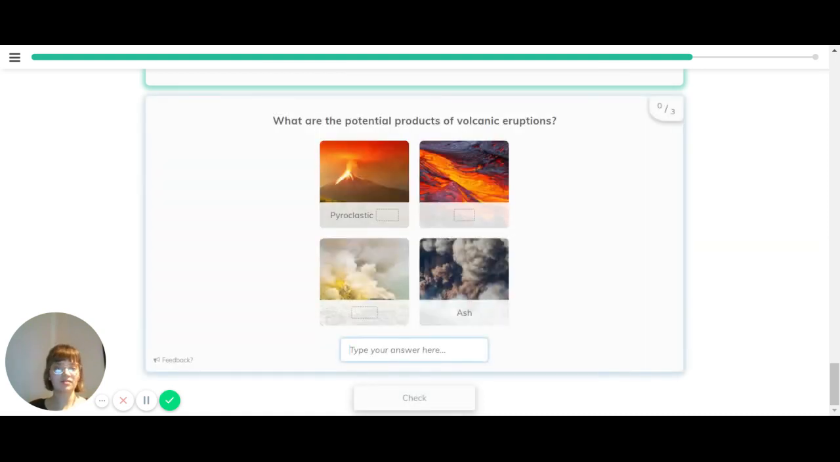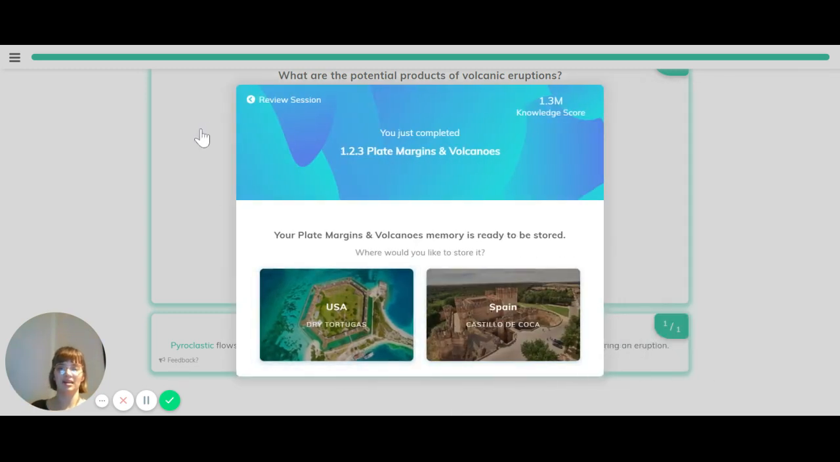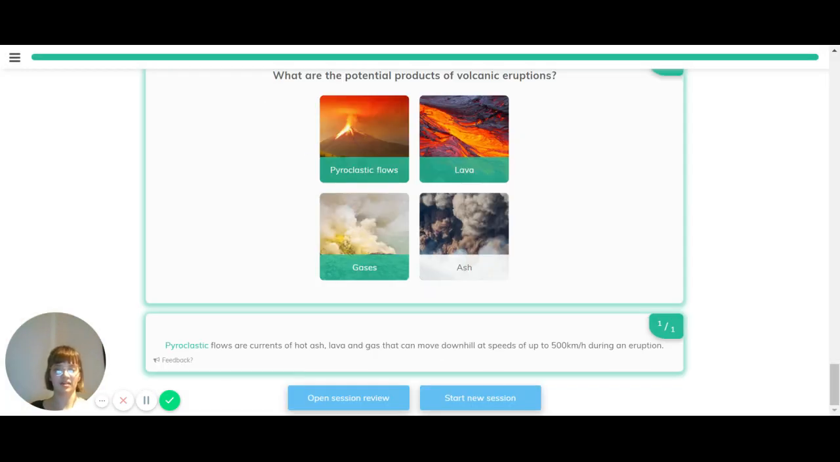So now there are several different products of volcanic eruptions. First, we've got pyroclastic flows, we've got lava, we've got gas, we've got ash. And the pyroclastic flows are these kinds of hot ash, gas, and lava that can move downhill at speeds of up to 500 kilometers an hour during an eruption.